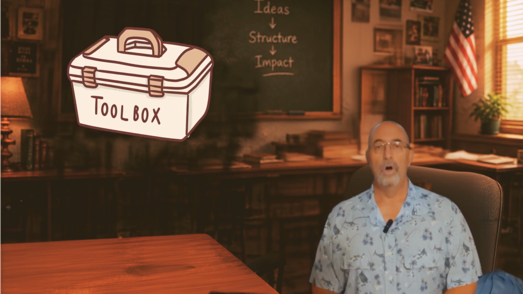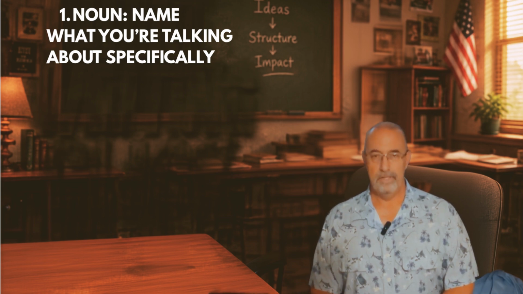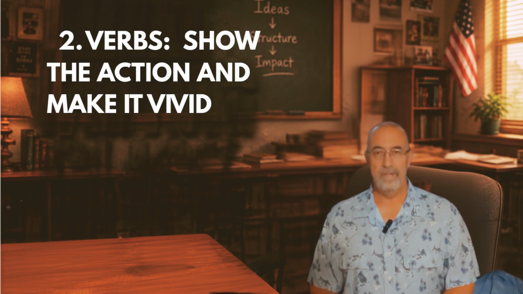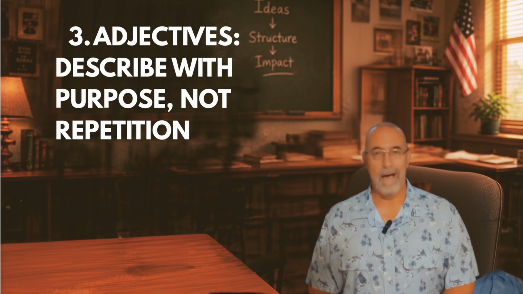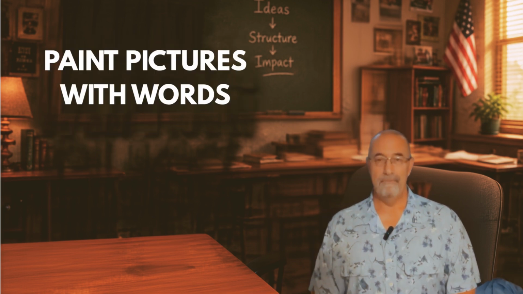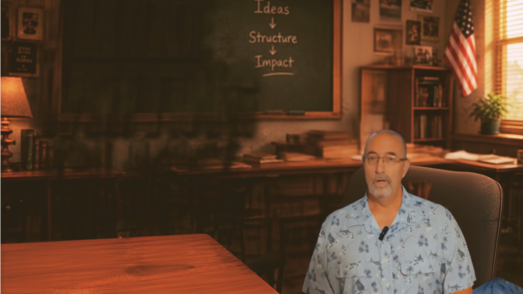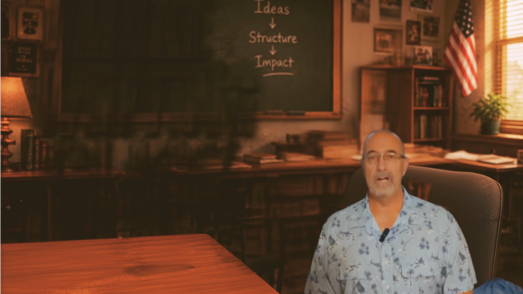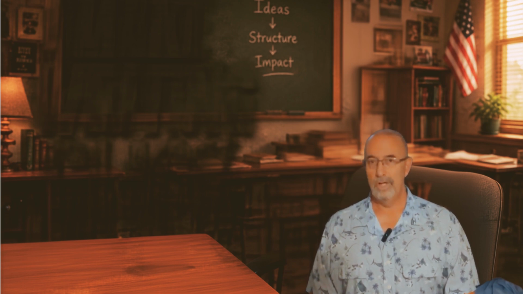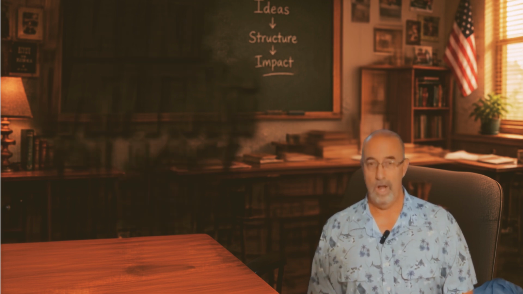So here's your toolbox. All 4 tools laid out for you. Nouns, name what you're talking about and make it specific. Verbs, show the action and make it vivid. Adjectives, describe with purpose, not repetition. Adverbs, use them sparingly and only when your verb needs backup. None of this is about being fancy or sounding smart. It's about being clear. It's about painting pictures with words. A clear sentence with the right tools will always beat a complicated sentence dressed up to impress somebody. Trust me, I've read 30 years of essays trying to impress me. The simple, clear ones always won.